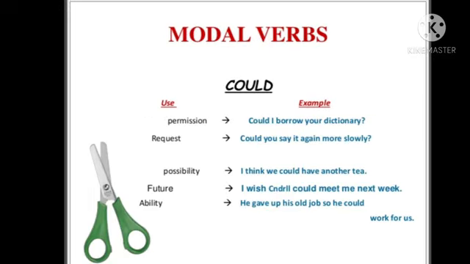The next one is could. Could is the past tense of can, and we use it for permission: "Could I borrow your dictionary?" A request: "Could you say it again more slowly?" Then for possibility: "I think we could have another tea." Then future: "I wish Sindel could meet me next week." Then for ability: "He gave up his old job so he could work for us." For all these things, permission, request, possibility, future and ability, we use could.